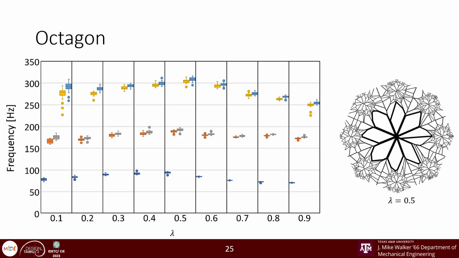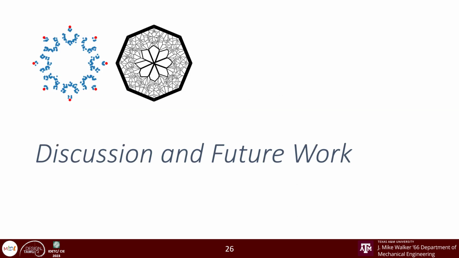With the octagon structure, we continue to see a decrease in natural frequency and a flattening out of the curve between lambda and natural frequency. There is very little change between the structure's natural frequencies as lambda increases. While the maximum is not much different, the difference between values at the maximum and minimum for each natural frequency is much lower. These results have highlighted several things in future directions for this work.